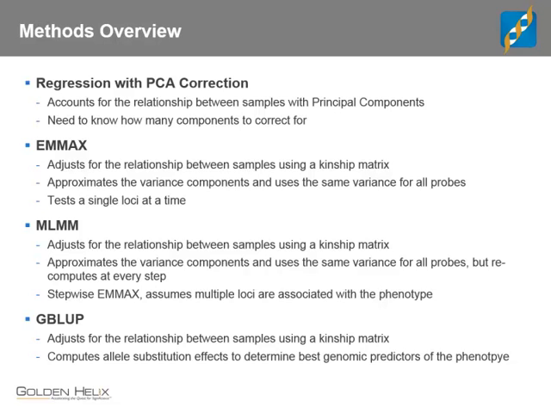GBLUP adjusts for the relationship between samples using a genomic relationship matrix. This method computes the allele substitution effects to determine which loci are the best genomic unbiased predictors of the phenotype.